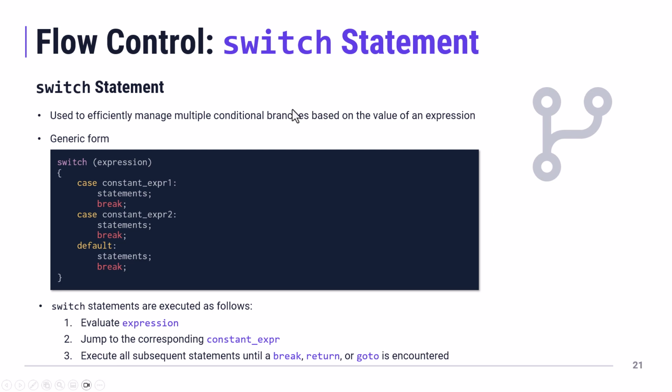It has to be either a literal or a constant or whatever. So we evaluate the value of the expression. We jump to the corresponding case. If no case matches and there is a default statement, then we execute those statements. Otherwise, if one of the cases match, we execute those statements, and we keep executing until we hit either a break, a return, or a goto statement.